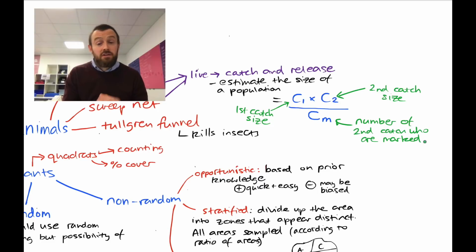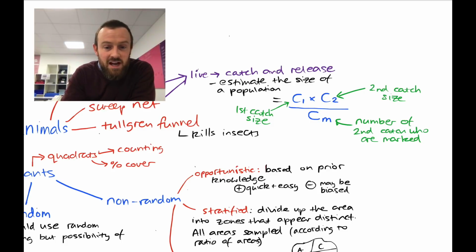However, if first time round you labeled 50 ants, and the second time you come back and you caught the same number, but this time half of them were marked, 25 of the second catch were marked, well, that probably means that the first time, you labeled half the population. Okay? So that's kind of the way the maths works out.